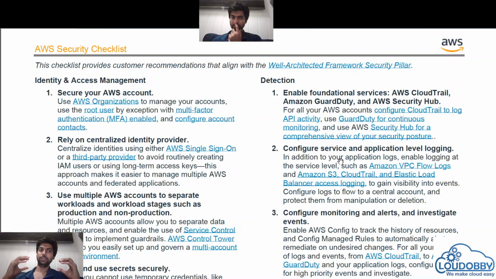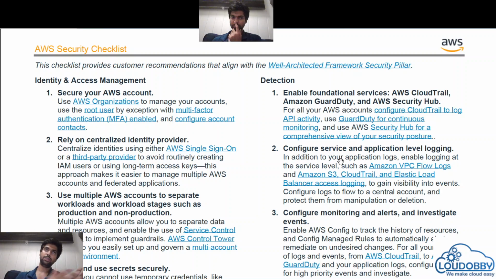But basically you should not rely on one single account to run all your workloads, that is your production and non-production. Otherwise you cannot maintain the security aspect very well. So always have multiple accounts, and as you know, having multiple accounts in AWS is not going to cost you. The service or the application which runs on the accounts is going to cost you.